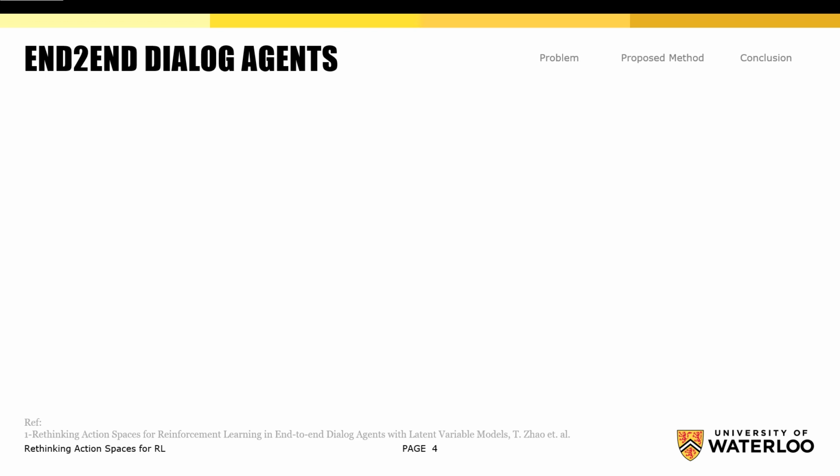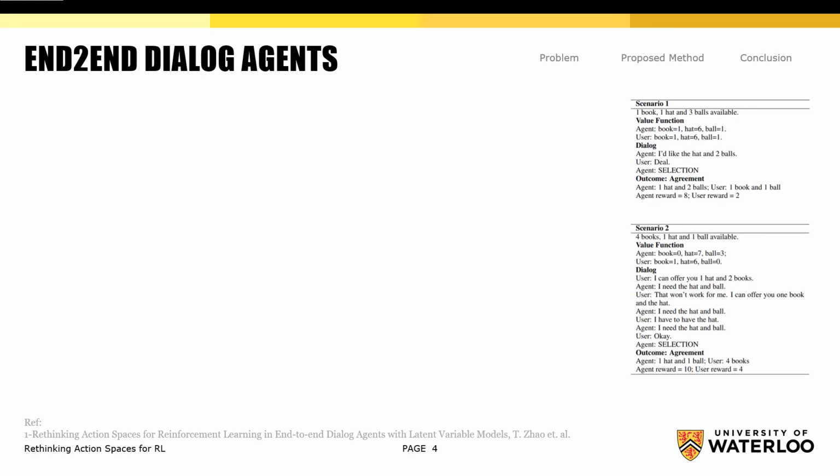This paper generally introduces a new framework to solve any end-to-end dialogue agent setting, but to get familiar with what kind of problem we can see in these dialogue agents, I just provided a sample example. In this specific problem, there are multiple scenarios, and in each scenario the available resources can be different. In the first scenario, there is only one book, one hat, and 3 balls available. But in the second scenario, there are 4 books, 1 hat, and 1 ball available.